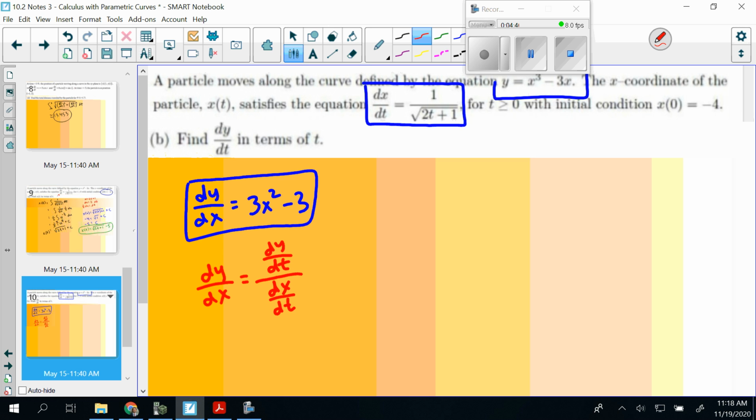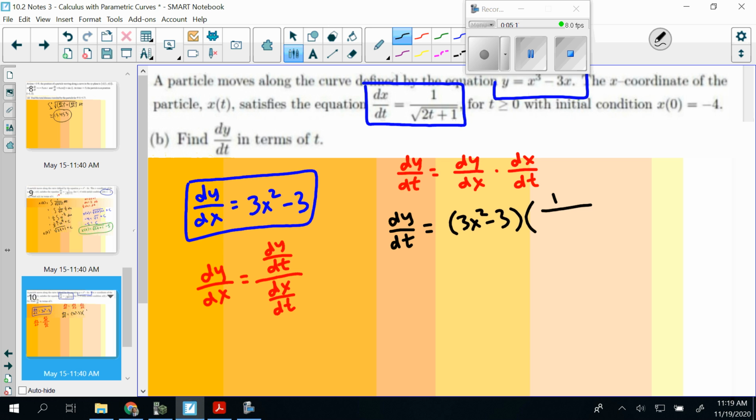So if we rearrange this to find dy/dt, that means dy/dt here would be equal to our dy/dx times our dx/dt. I just multiplied by our denominator there on what we had before. So let's fill in now what we know. For dy/dt, our dy/dx we have over here, that's 3x squared minus 3. Our dx/dt we have up there, that's 1 over square root of 2t plus 1.